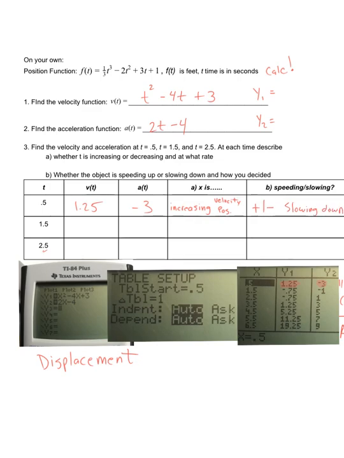Okay, let's go to 1.5. At 1.5, you guys, the velocity is negative 0.75 and the acceleration is negative 1. So we put those in right here. Negative 0.75 and negative 1. All right, now here, our velocity, our derivative is negative. So that means we are decreasing, because our velocity is negative. Remember, if your function is decreasing, the derivative is negative. All right, let's look at our signs. We are negative and negative. That means we are speeding up.